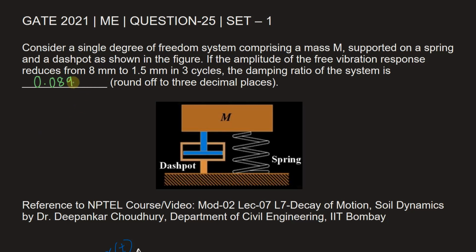0.089. Damping ratio, of course, is unitless because it is the ratio of damping constant for the given condition divided by the critical damping constant of that system.